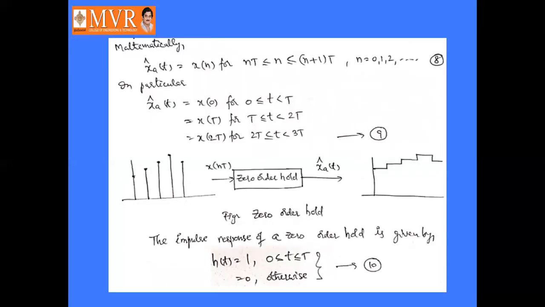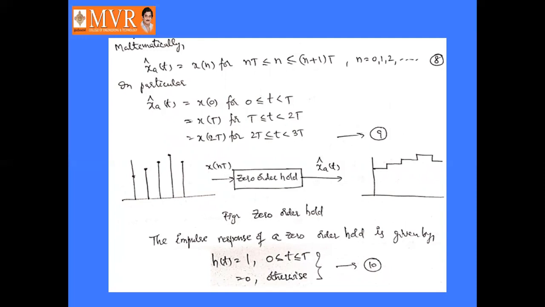Mathematically, xc cap of t is equal to x of n for nT less than or equal to t less than (n+1)T, where n is 0 to N. In particular, xc of t is equal to x of 0 for 0 less than t less than T, x of T for T less than t less than 2T, x of 2T for 2T less than t less than 3T, and so on.